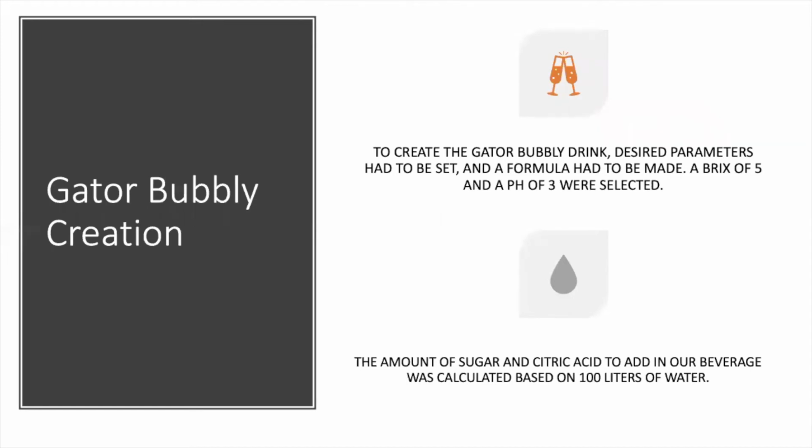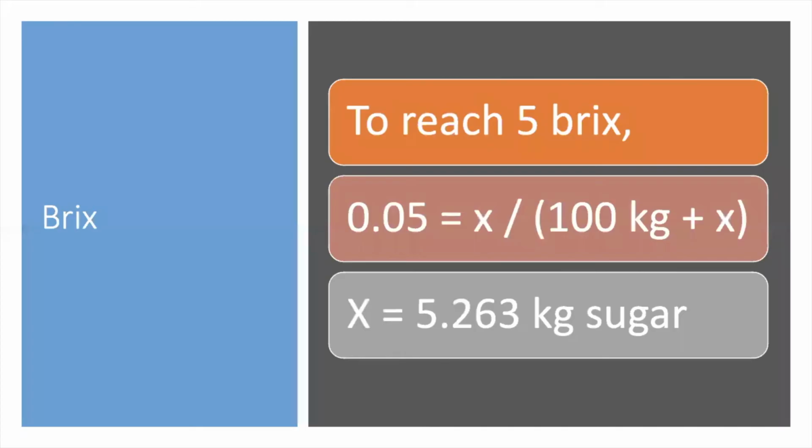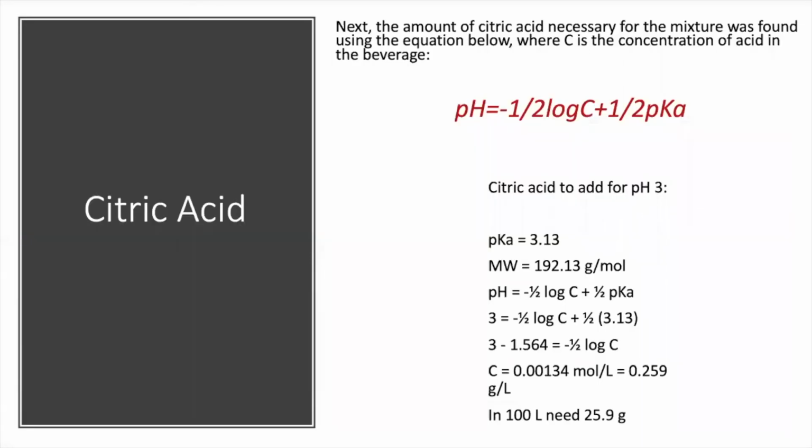To finally begin creating our Gator Bubbly drink, the desired parameters had to be set and a formula had to be made. A Brix of 5 and a pH of 3 were selected. The amount of sugar and citric acid to add in our beverage was calculated based on 100 liters of water. The calculation of Brix is shown here. Next, the amount of citric acid necessary for the mixture was found using the equation below, where C is the concentration of acid in the beverage.